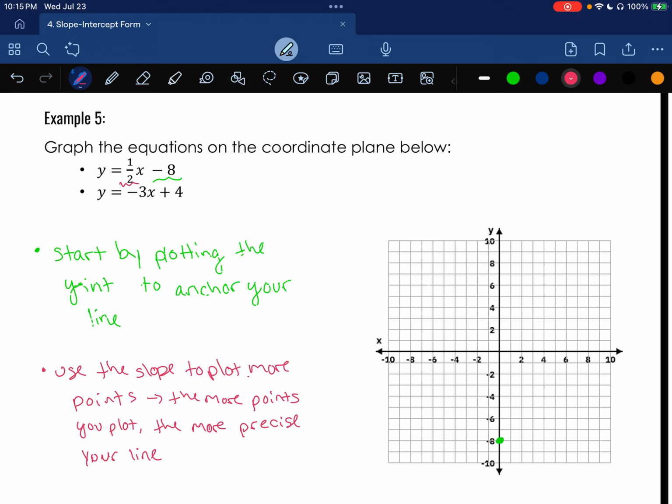And then let's look at the second one. So this one has a y-intercept of 4, the slope of negative 3. So it's going to go down 3 over 1. So then I'll connect those dots as well.